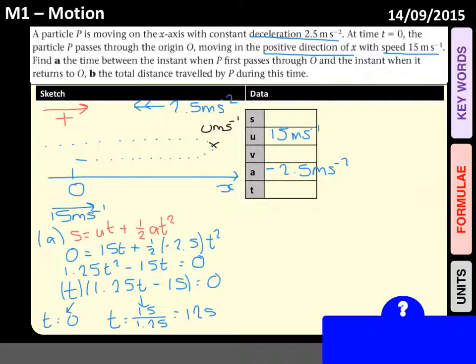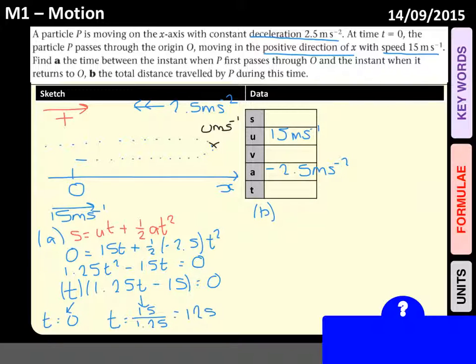It does ask us for the time between the instant when it first passes through O and the instant when it returns to O. So therefore we've got to think about the difference in time between those two, so we're going to do 12 subtract 0. So my final written answer for part A is going to be the total time is 12 seconds. Right, on to part B.